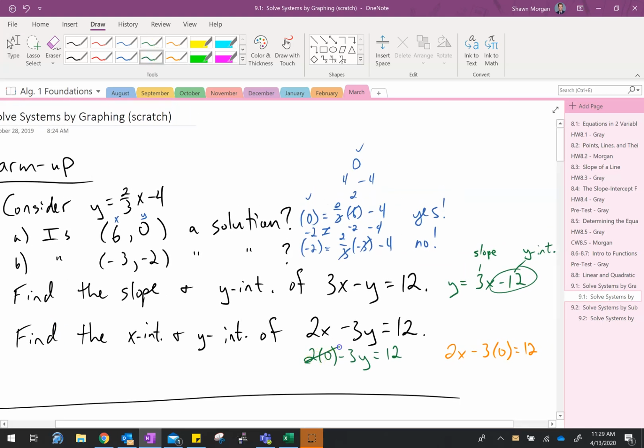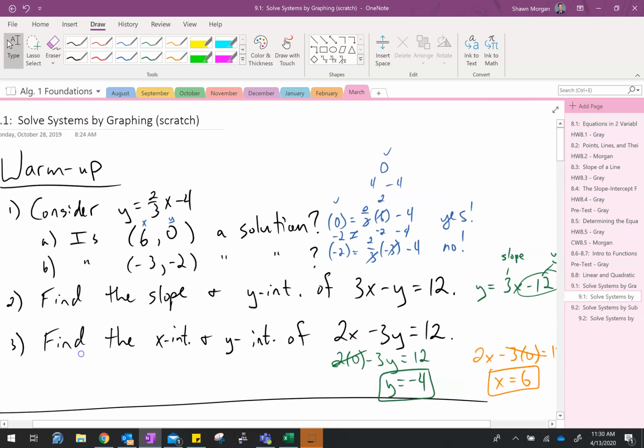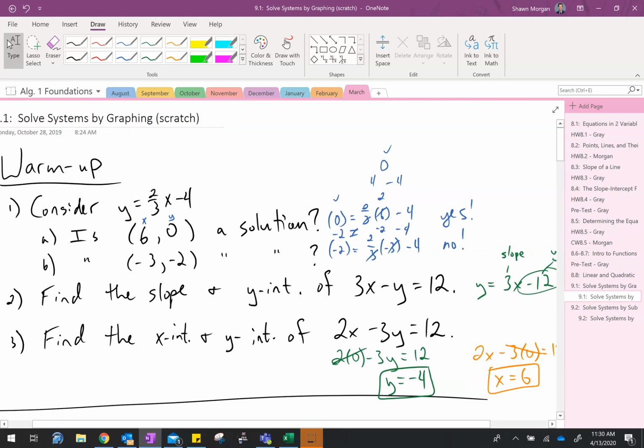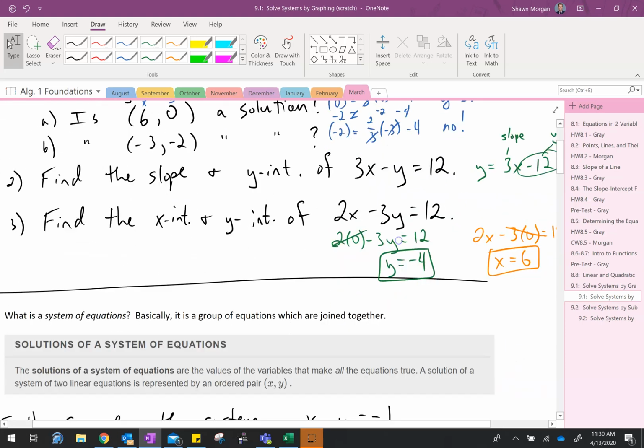We'll take out the 0 term, divide by -3, and we get y equals -4. So that's our y-intercept. And then in orange, when we take out the 0 term and divide by 2, we get x equals 6. That's going to be my x-intercept. So just some basic warm-ups talking about linear equations and their graphs. Let's get into the lesson.